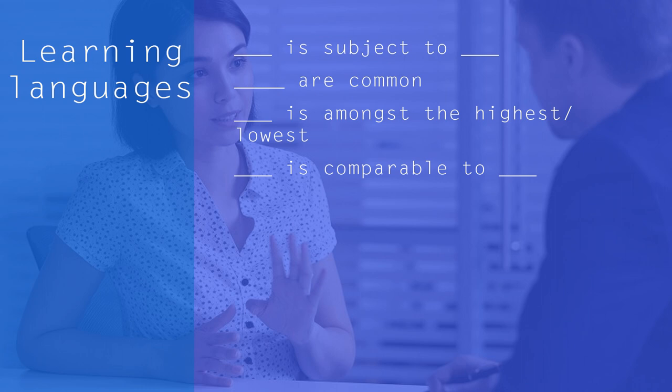When describing something, you may want to say it is amongst the highest or lowest. And when comparing one place to another, you may say blank is comparable to blank.